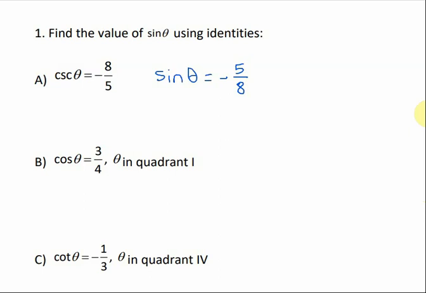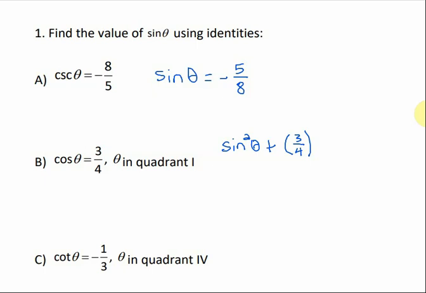All right, for B, we have cosine, and so we need to think about how we can relate cosine to sine. Well, we have the Pythagorean identity that relates cosine to sine, so we're going to use that. So the Pythagorean identity says that sine squared theta plus cosine squared theta, well, in this case, our cosine of theta is 3 over 4. Well, that's not cosine squared theta, that's just cosine of theta.